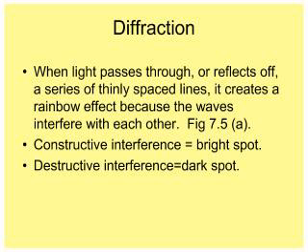When light passes through or reflects off a series of thinly spaced lines, it creates a rainbow effect because the waves interfere with each other. In your book at 7.5a, I'll draw a cheap representation of it right here. So if I've got a series of lines going through here, what happens is if I have a wave approaching this thing, because waves are flexible, it can create little humps like that.